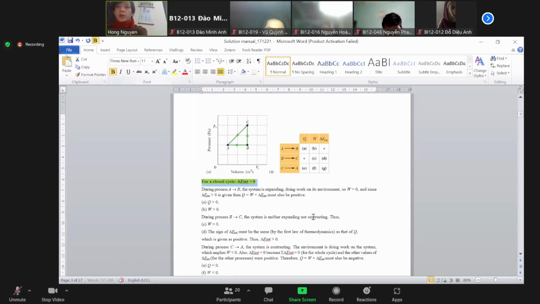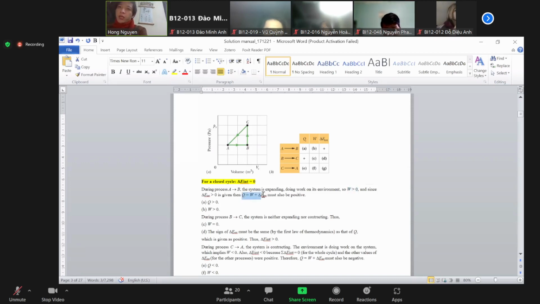Now we consider each process. What we need to find is the heat, the work and the change in internal energy of each process AB, BC, CA. What we have is that the change in internal energy of the process BA is positive. If we apply the first law, what do we have? From A to B, we have an expansion of the system. For an expansion, the work done is positive. Here, there's a work done by the system. Hệ sinh công thì công đó là công dương theo quy ước.